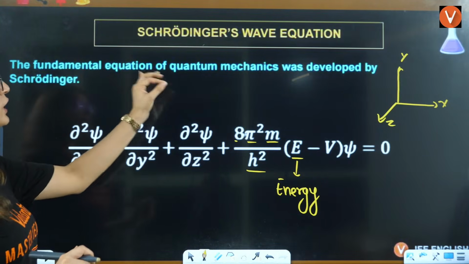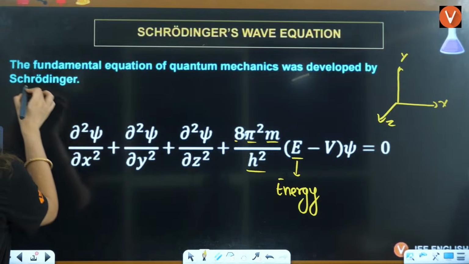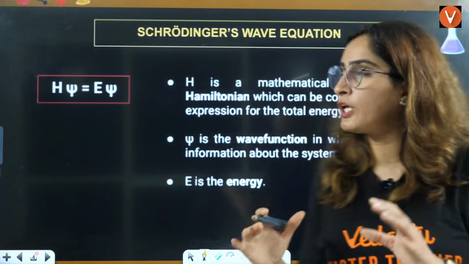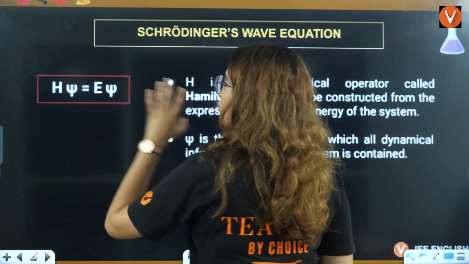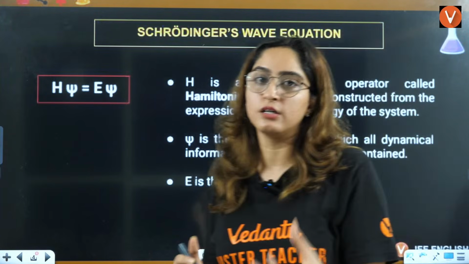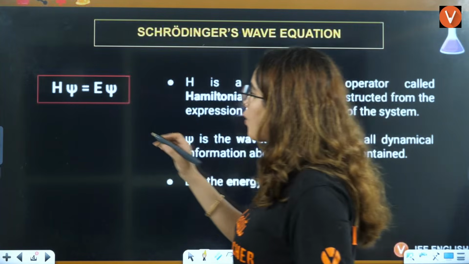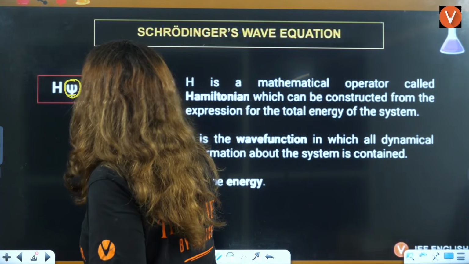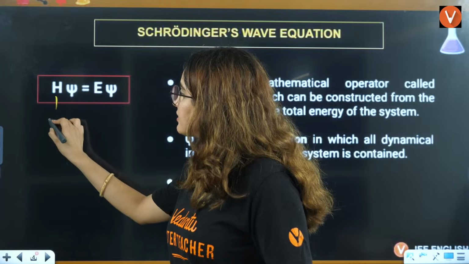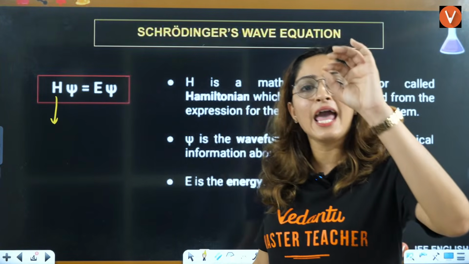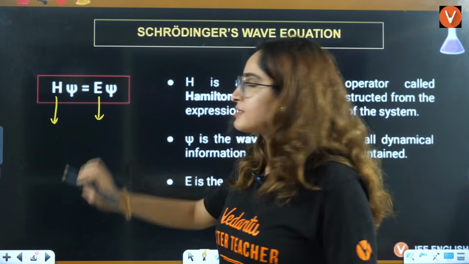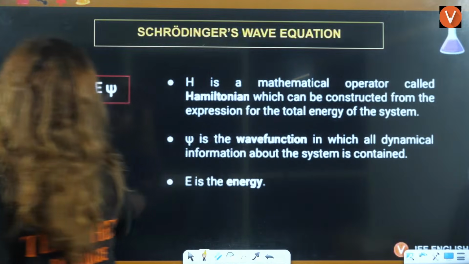So the fundamental equation of quantum mechanics was developed by Schrodinger, and it is represented by this. A simplified version of this equation is H psi equals E psi. Right now, just focus on understanding the terms here. What is this psi? This is the wave function. What is this H? This is called the Hamiltonian operator. What is this E? This is called energy.